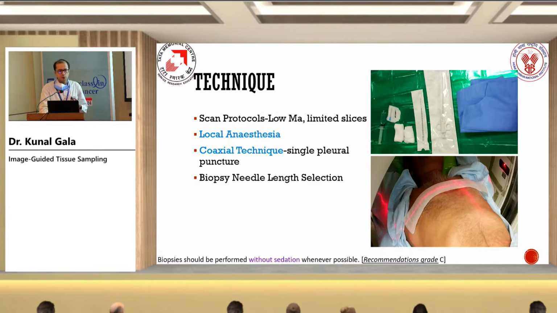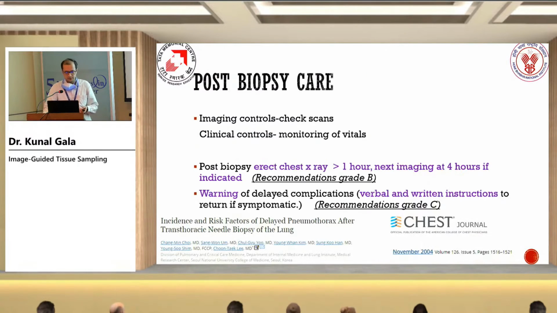Coaxial technique is always preferable over a single puncture needle because you can take multiple cores from that, and the needle length needs to be decided beforehand. Either you can take a longer needle or a shorter needle. If there are more bullae, then the smaller gauge needle is preferable.